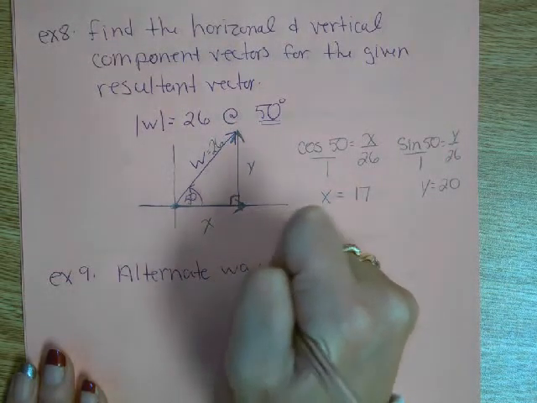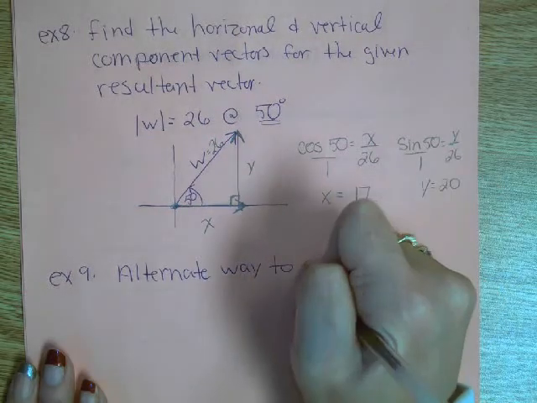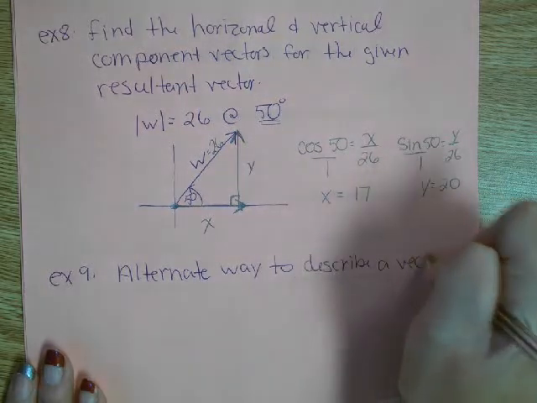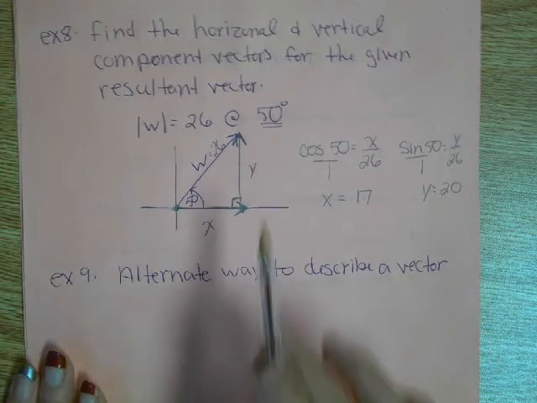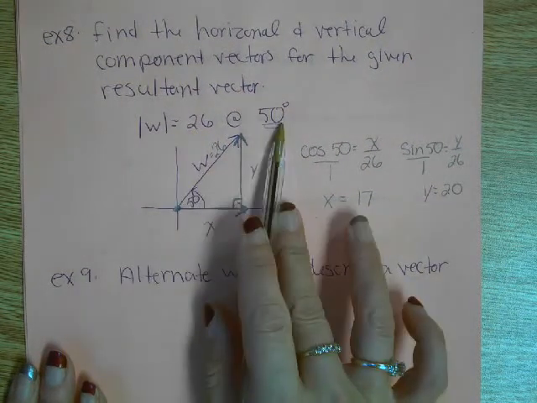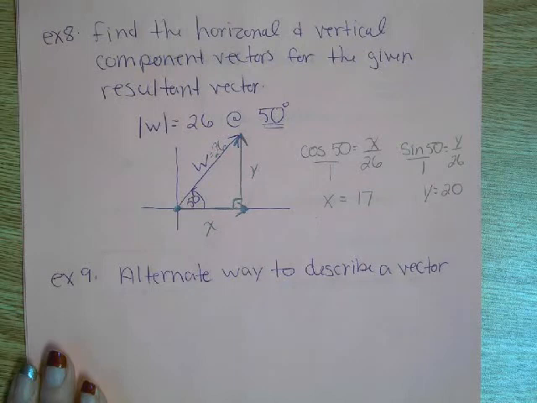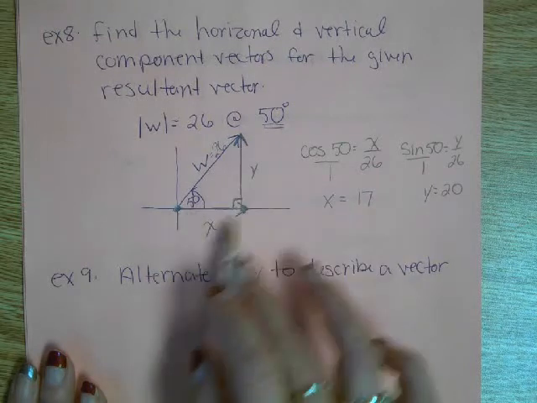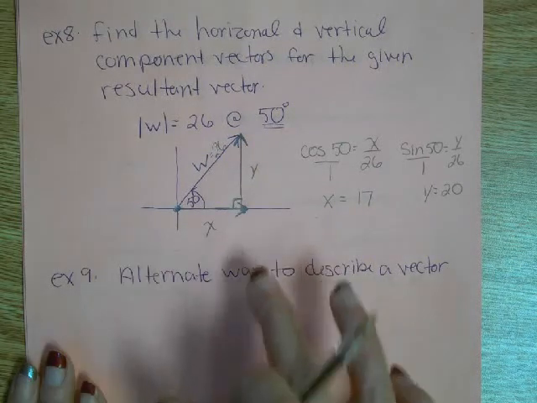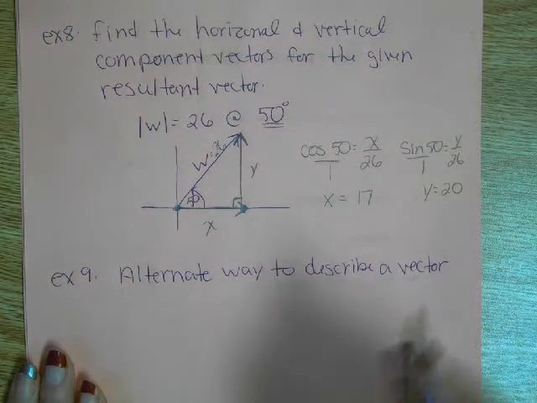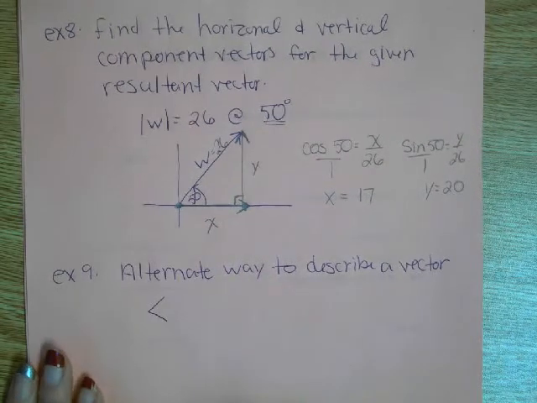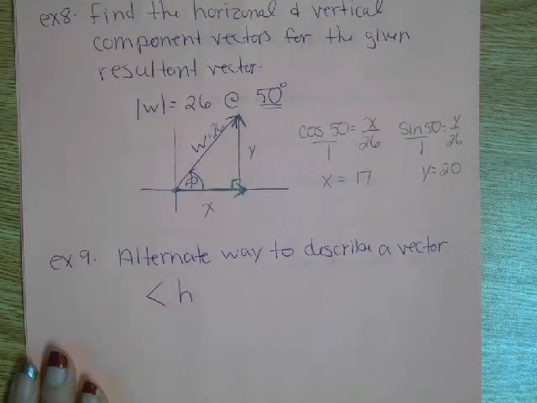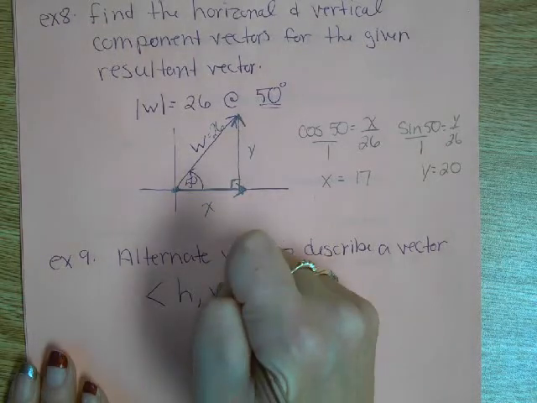An alternate way to describe a vector. So far you know it given a magnitude and a direction. Now there's another way you can describe this same vector. If you know the horizontal and vertical components, you can describe it like that: how much horizontal and how much vertical movement you have. They use little pointed brackets so that you don't think these are ordered pairs. It's the horizontal component vector's magnitude and the vertical magnitude.